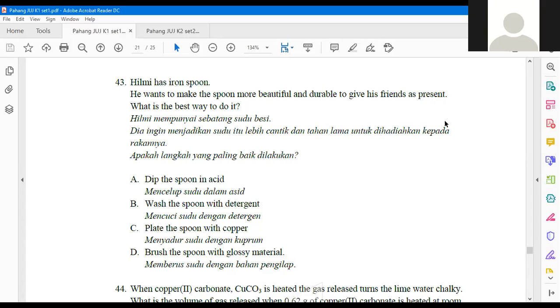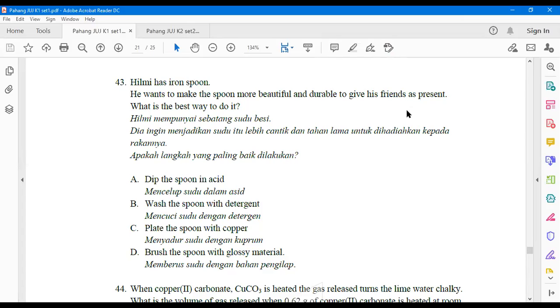If you put it at the anode, what is the process that happens at the anode? Oxidation occurs. So the iron spoon will become iron 2 ion. Okay. Now I want to electroplate it with copper. So suggest a suitable electrolyte. Who can suggest a suitable electrolyte? Copper 2 nitrate. Copper 2 nitrate, correct.